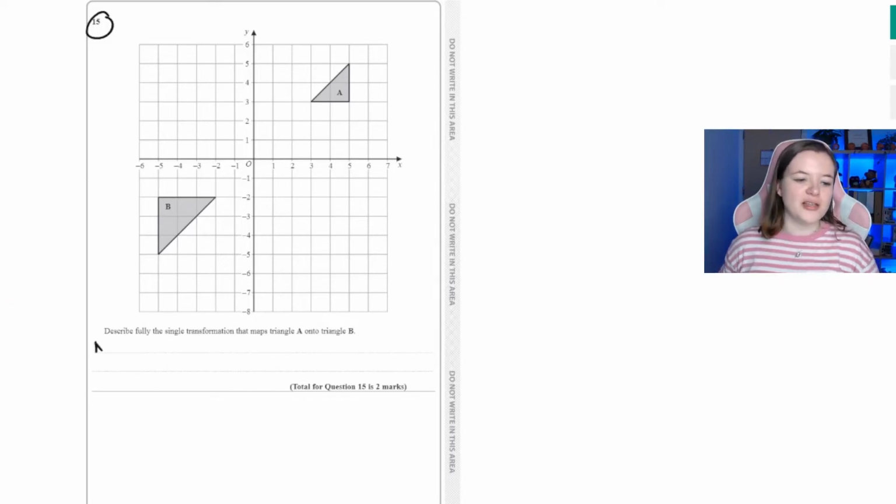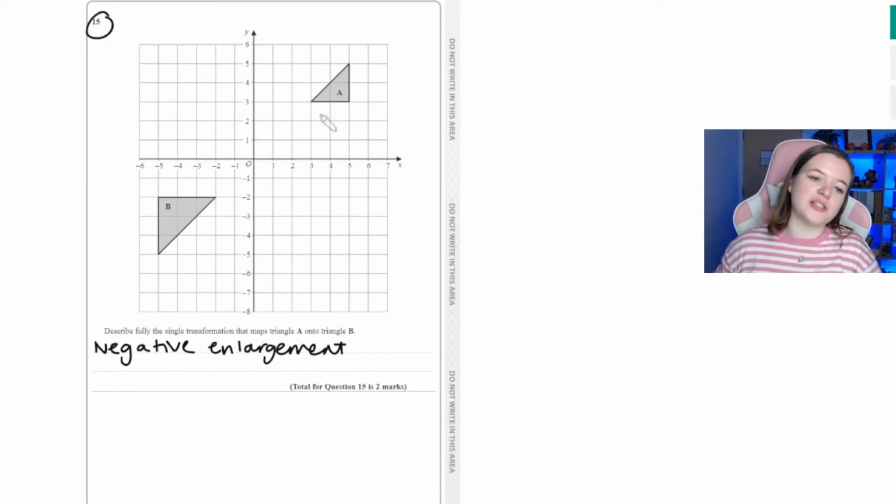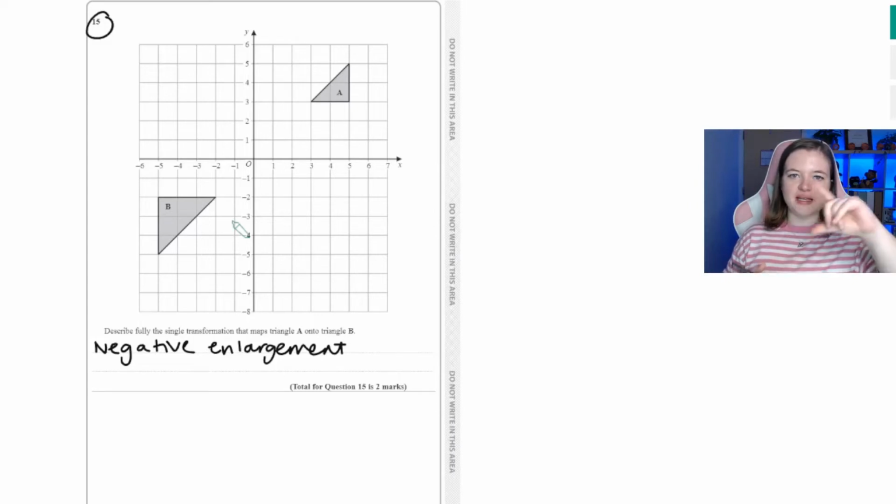So we know that it's a negative enlargement, probably without even looking at it. Negative enlargements. But you can look at it, because as you can see, it looks like a rotation, but then it'd be enlarged as well. So when it looks like a rotation and an enlargement, but it's one transformation, then it's a negative enlargement. Negative enlargement flips it and enlarges it.